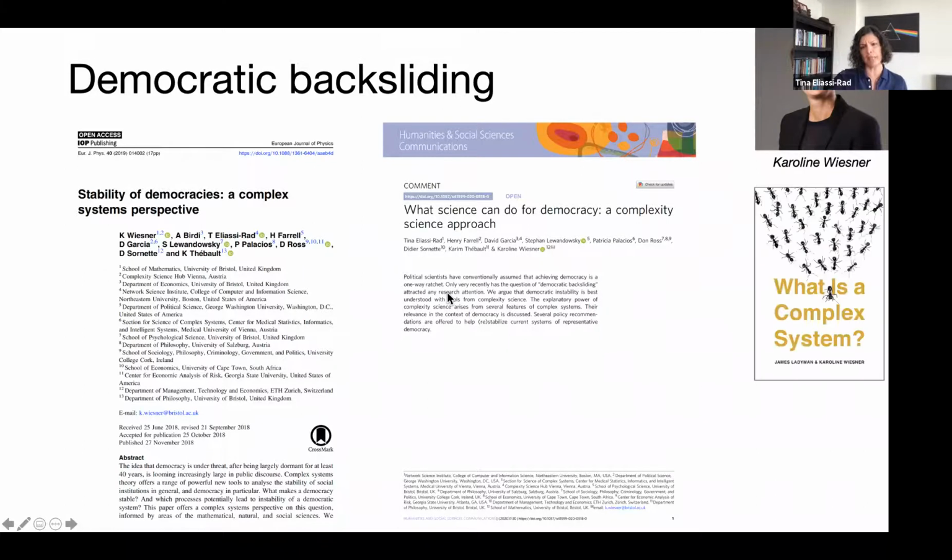And if you don't know about complex systems, Carolyn Wiesner and James Ladyman have a great book on what is a complex system, and I highly recommend getting it and reading it. And again, I do not get any money for the books I recommend.